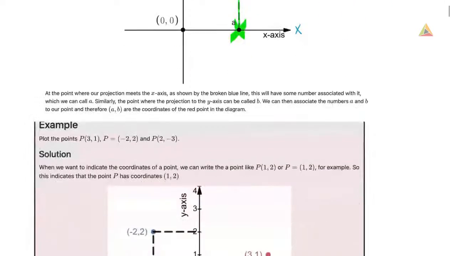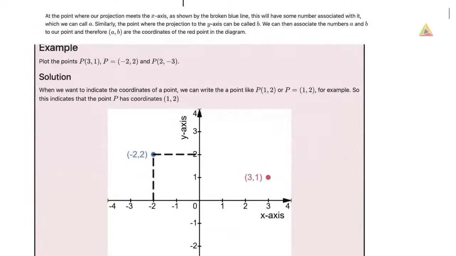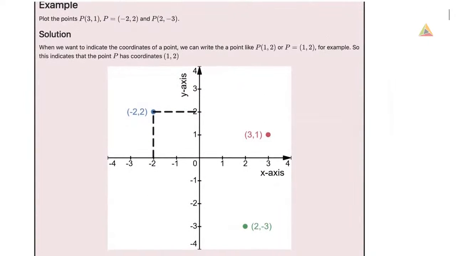So we'll look at the first example here. It asks us to plot the points 3, 1, and they're saying that Q is minus 2, 2, and also R, which is 2, minus 3. So those three points they want us to plot. We'll look at the first one, 3, 1. That means that x has a value of 3 and y has a value of 1.